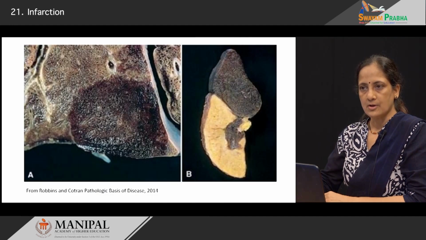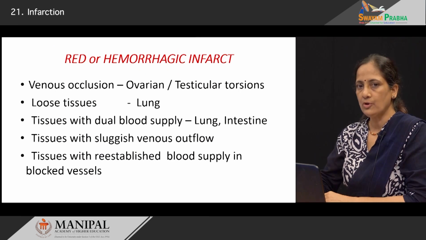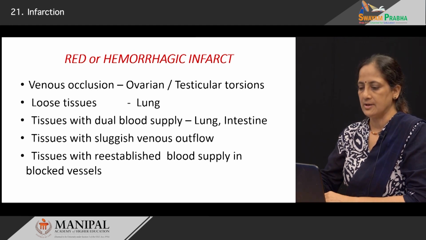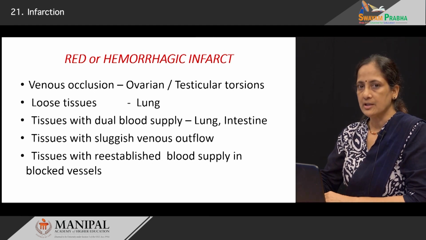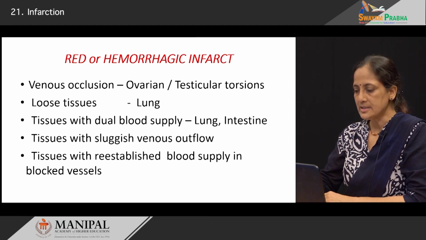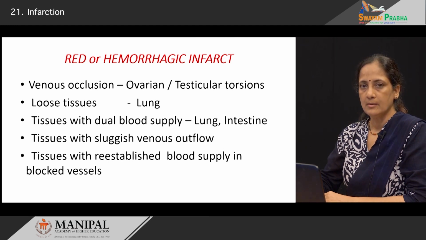Red infarct, on the contrary, results when there is venous occlusion. Because of the blockage of the outflow of venous blood, there is suffusion of that tissue with blood and congestion, which is responsible for the red color of these infarcts. It is seen in ovarian and testicular torsion, where these organs twist around their pedicle, causing venous occlusion. It is also seen in loose textured tissues like lung parenchyma.